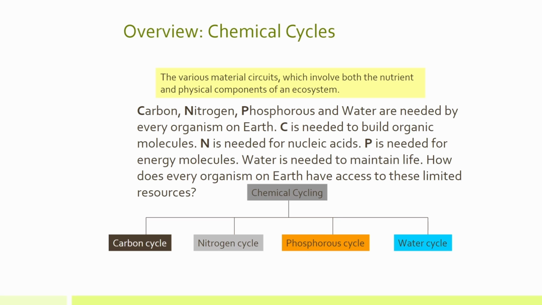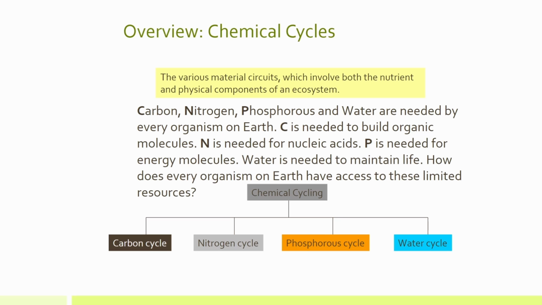Nitrogen is needed for nucleic acids like DNA and RNA. Phosphorus is needed for energy molecules like adenosine triphosphate, or ATP. And water is needed to maintain life. All chemical reactions have to happen in a watery environment. So how does every organism on Earth have access to these limited resources? That is through chemical cycling.